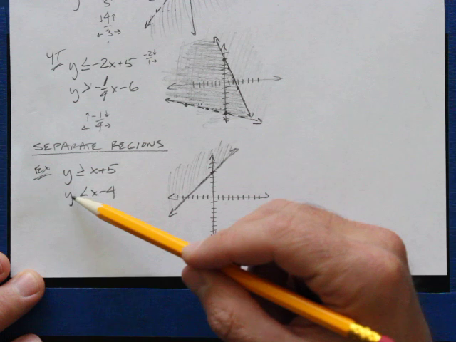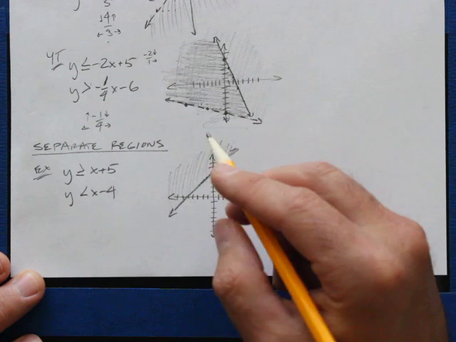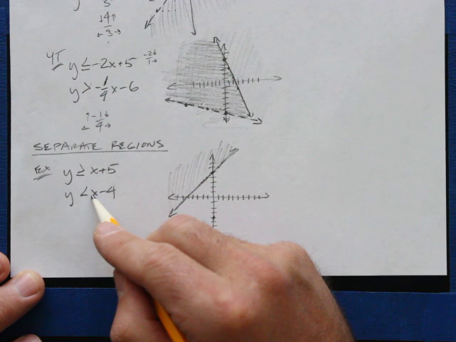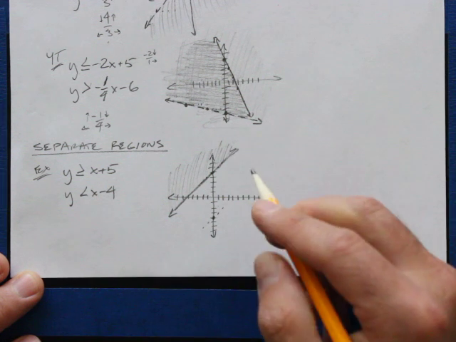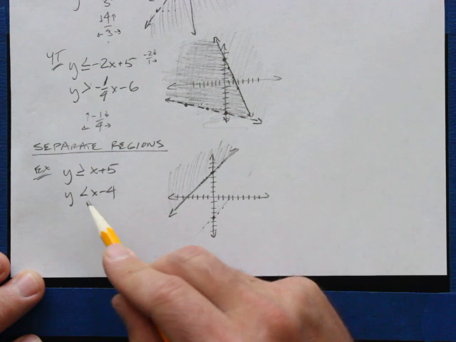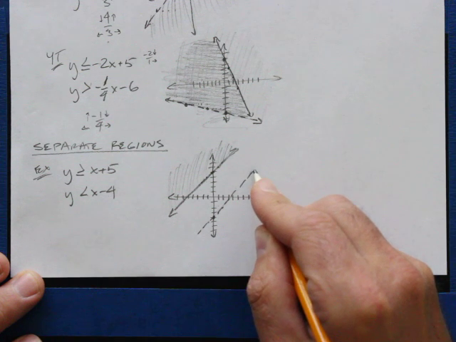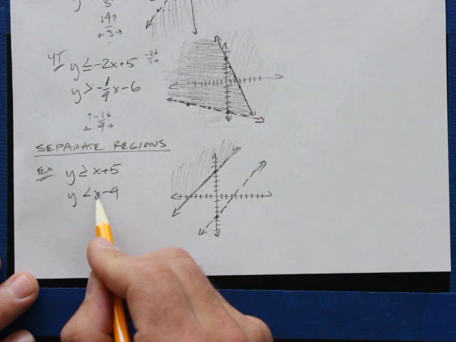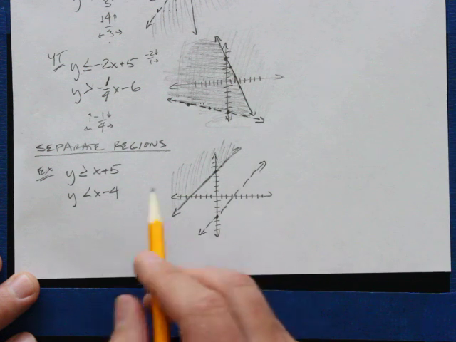Now let's look at this line. The y-intercept is at negative 4, 1, 2, 3, 4. And my slope is the same, up 1 to the right 1, up 1 to the right 1, down 1 to the left 1, whatever. So the slopes are the same, and this one is not or equal to, so it is a dotted line. Now I didn't draw this perfectly, but since I know the slopes are the same, that means these two lines are parallel. So they will never cross.